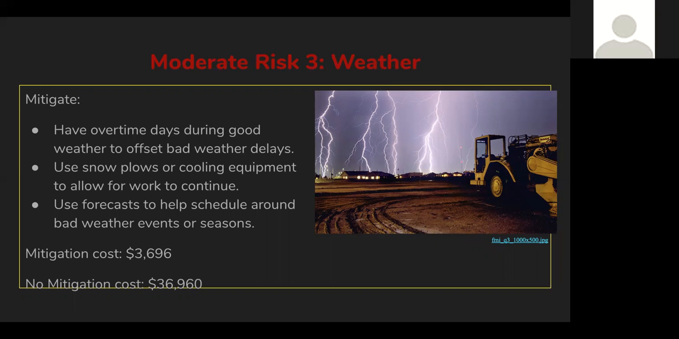If there are certain projects that can't be done in the winter, then it's important to have a schedule that will minimize the risk of these projects going into the colder months. And if that can't be avoided, then it could lead to the project pausing throughout the winter until warmer weather comes in the spring. And the mitigation cost that we added up was around $3,500. And with no mitigation, it would cost you around $37,000.